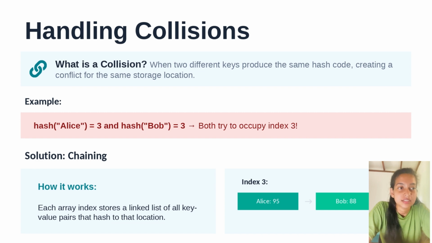Now you might think this ruins our order 1 performance. You would be partially right. In the worst case, if everything hashes to the same index, it becomes order n. But with a good hash function, collisions are rare, and on average, we maintain near constant time performance. There are other collision handling methods too, like open addressing, but chaining is one of the most commonly used and most straightforward.